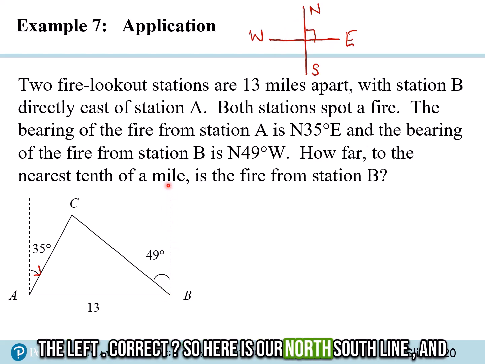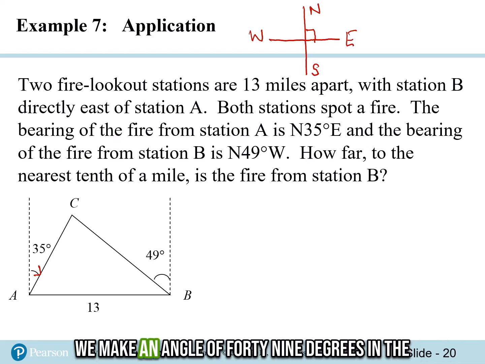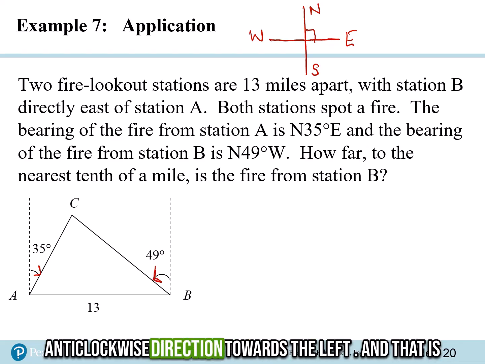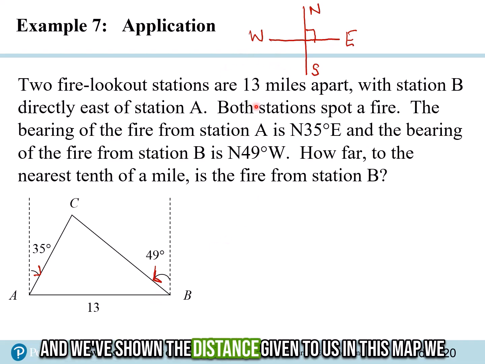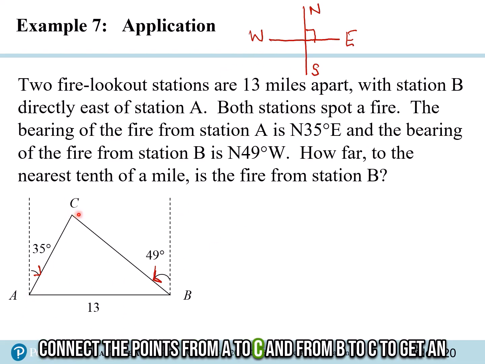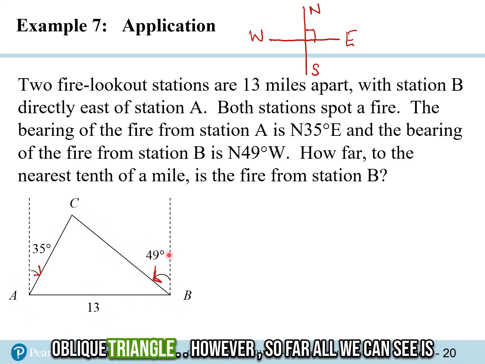So here is our north-south line, and we make an angle of 49 degrees in the anti-clockwise direction towards the left, and that is 49 degrees. So we have shown the bearings and we've shown the distance given to us in this map. We connect the points from A to C and from B to C to get an oblique triangle.